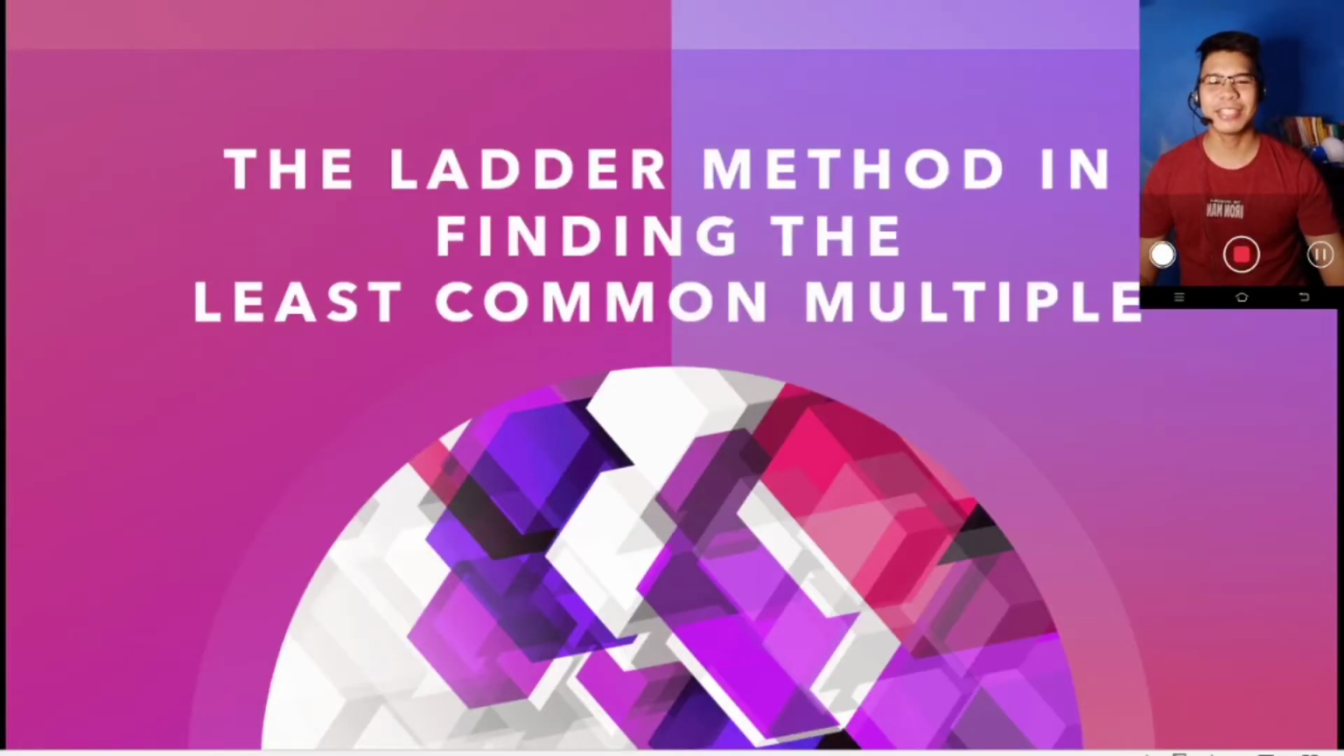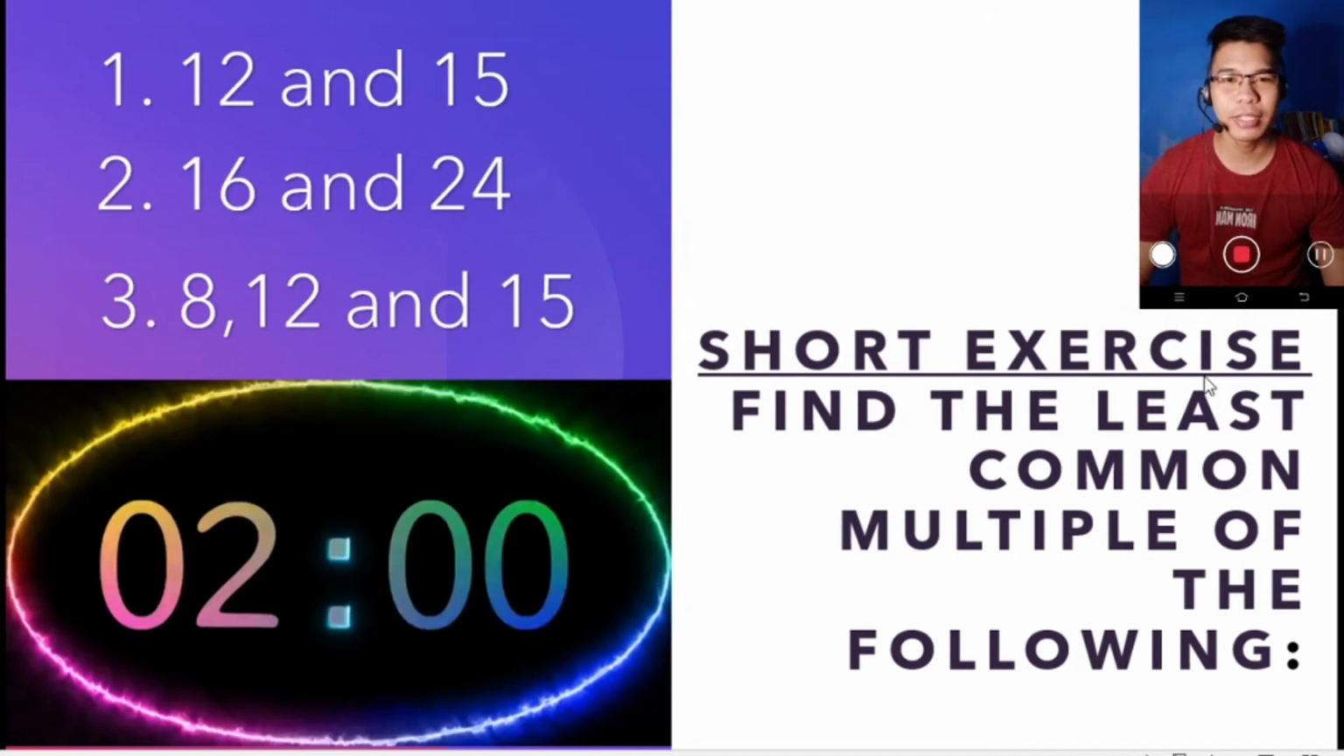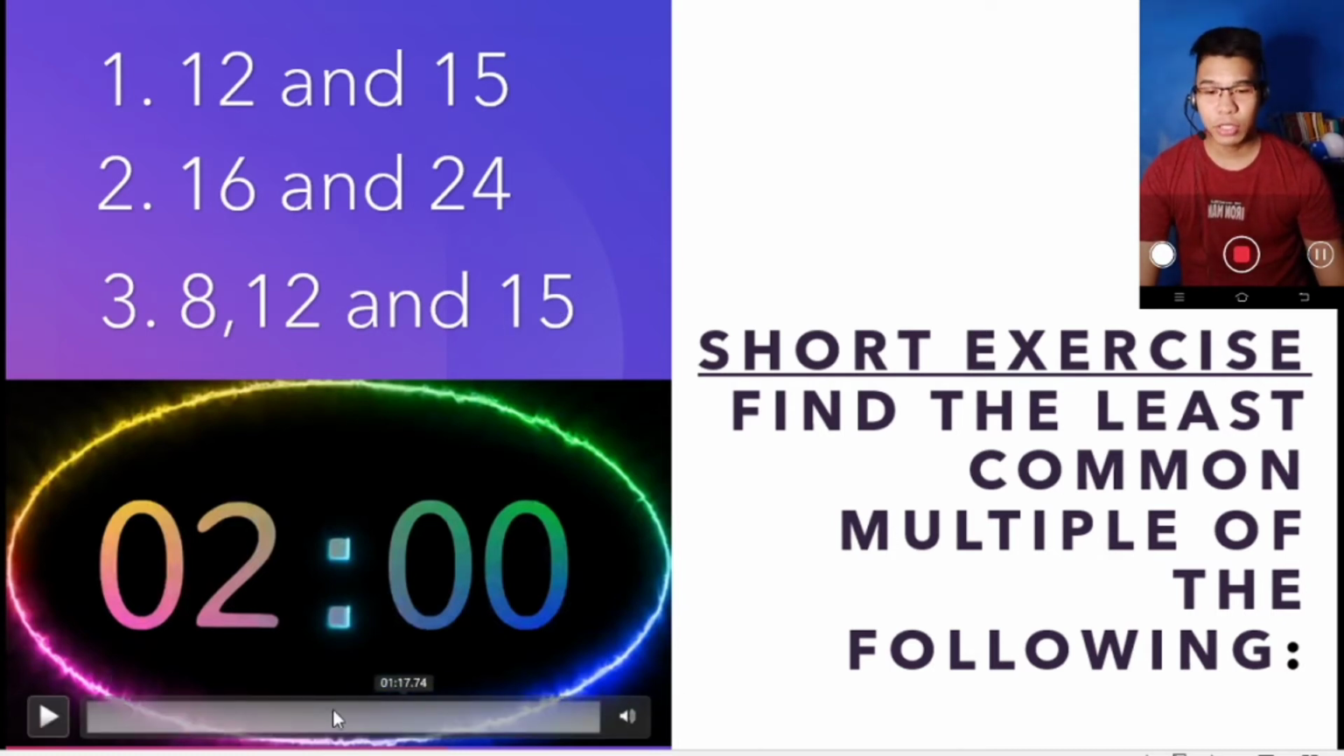Okay, that's it. So I think we are now ready to have a short exercise. So I have here, find the least common multiple of the following numbers. We have 12 and 15, 16 and 24, 8, 12, and 15. So I'll give you 2 minutes to find the least common multiple of the following given numbers. And your 2 minutes starts now.